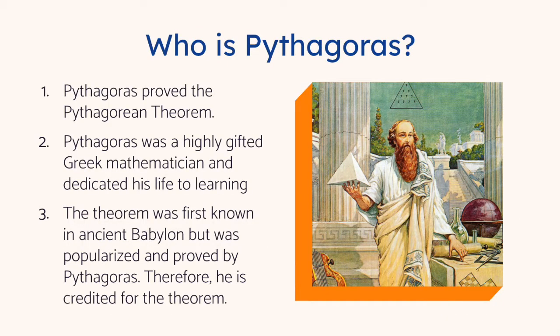As a background, we have to learn who Pythagoras is. Pythagoras proved the Pythagorean theorem, and he was a highly gifted Greek mathematician, and he dedicated his life to learning. The theorem was first known in ancient Babylon, but was popularized and proved by Pythagoras. Therefore, he is credited for the theorem.